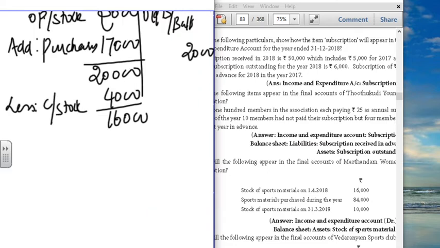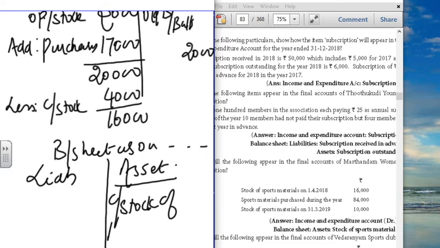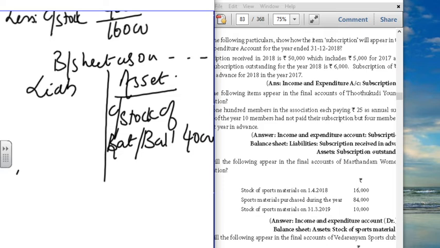Now when you are making a balance sheet as on, since the date is not given, in the liability side and in the asset side, always the closing stock will appear in the asset side. So closing stock of bat and ball comes around 4,000. So this is the method. Now you can take problem number 16 as your homework.